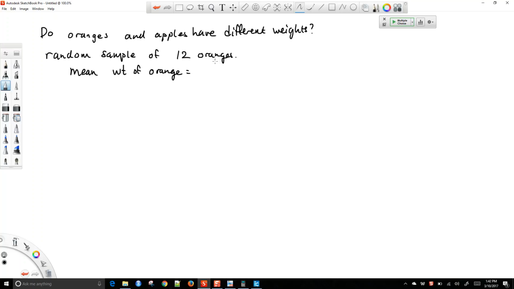Let's ask Google. Average weight of an orange. 131 grams. Thank you, Google. All right, we'll say 131 grams, and the standard deviation of these oranges is, I'm going to make this up, 15.